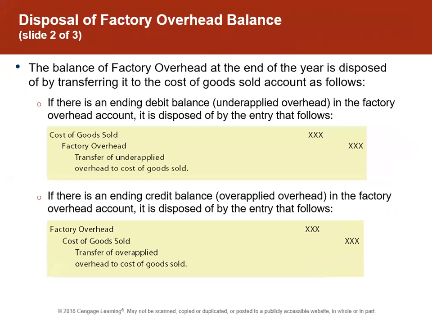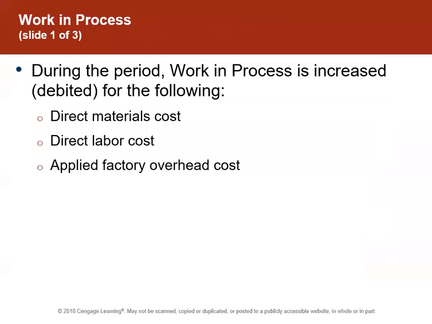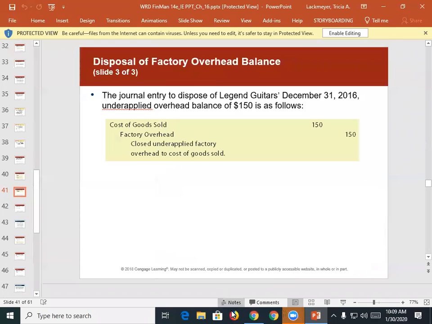Any questions on factory overhead? And there they're showing cost of goods sold debited, factory overhead credited, for under applied. Okay. Any questions on that? Well, let's go to our practice and do a couple of examples in it before we move on.